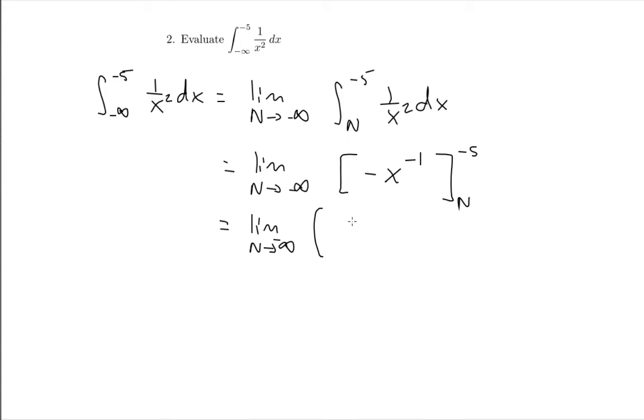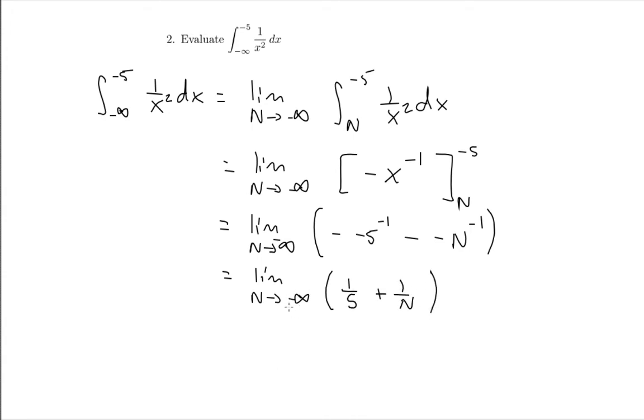We're going to plug in negative 5. We get negative 5 to the negative 1 minus what we get when we stick in n, which is negative n to the negative 1. Okay, and if we simplify that a little bit, we still have this limit as n goes to negative infinity. If we simplify this a little bit, this ends up being positive 1 over 5 plus 1 over n.